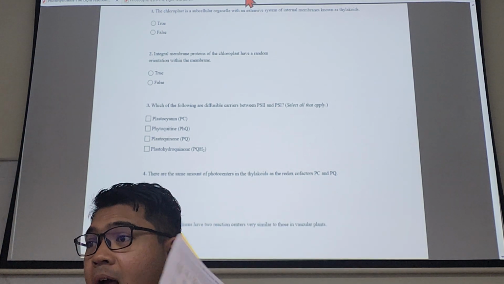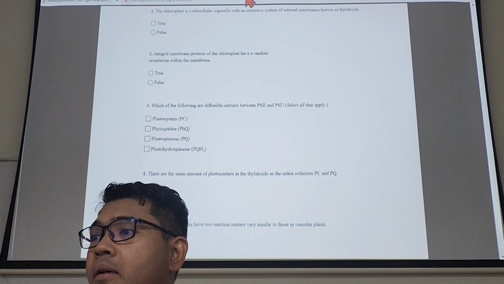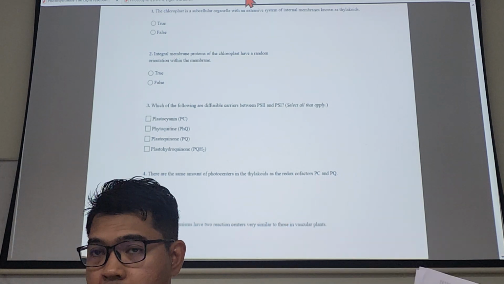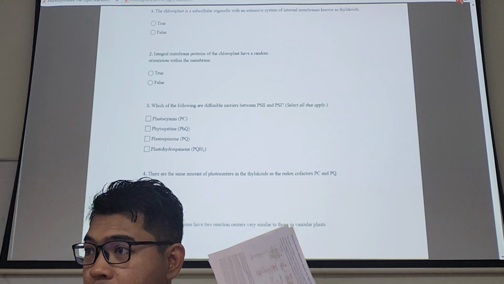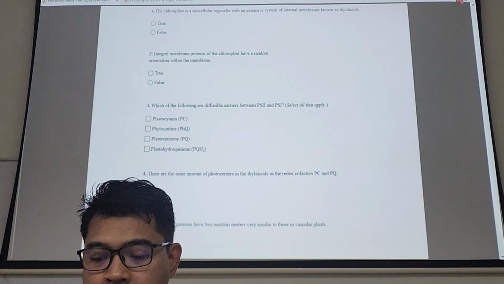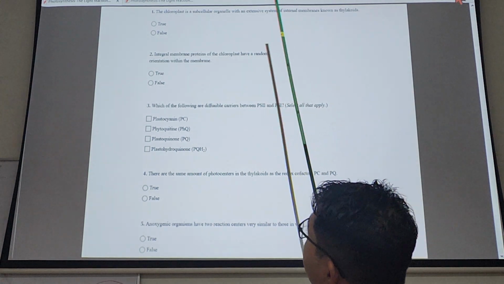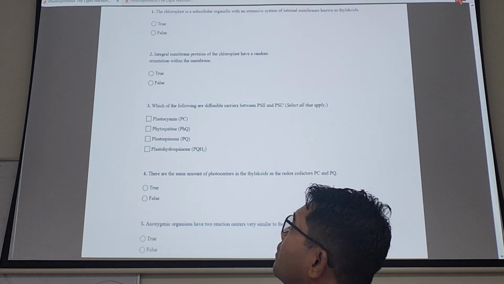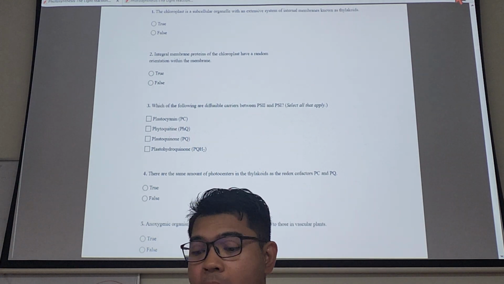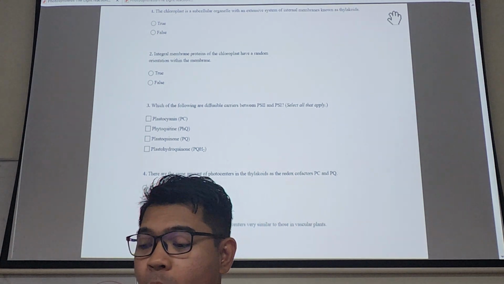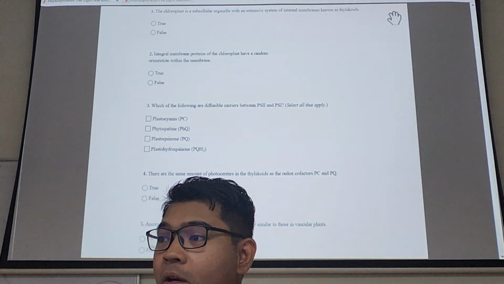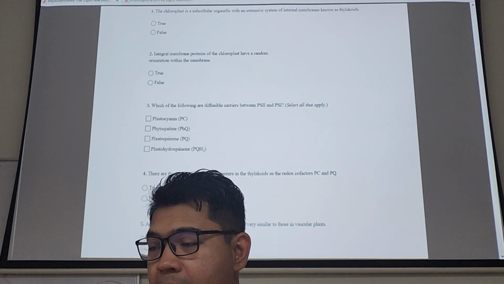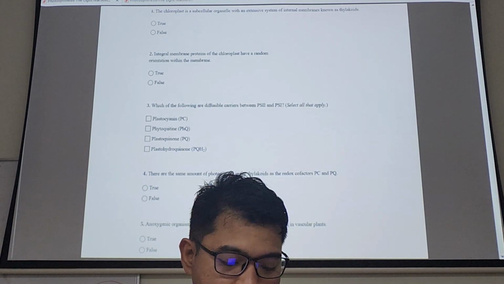This is my answer. The art of finding answers, so that you know your answer is not coming from some blabbing guy at 7:45 in the morning. It's actually written in the book. For example, you have this: integral membrane proteins of the chloroplast have a random orientation within the membrane. True or false? False. Show me. Why is it false? Maybe you want to screenshot something from the notes to show that this is not random. Validate, verify your answer.